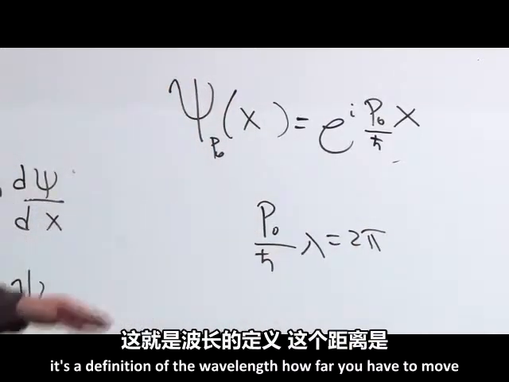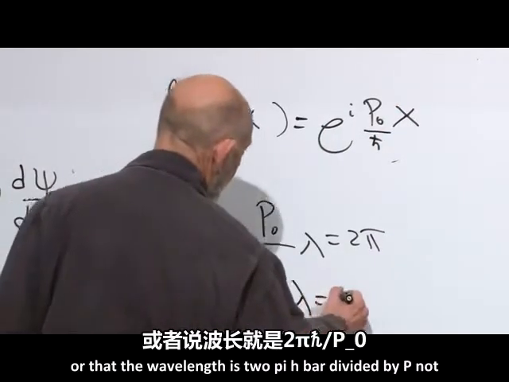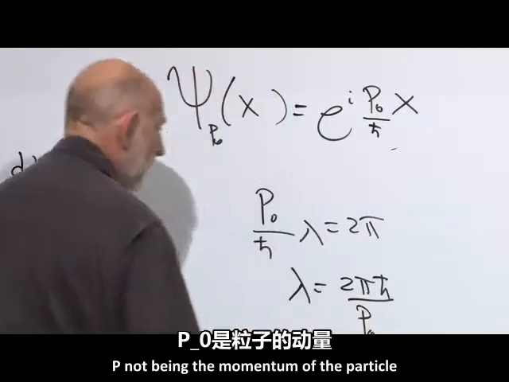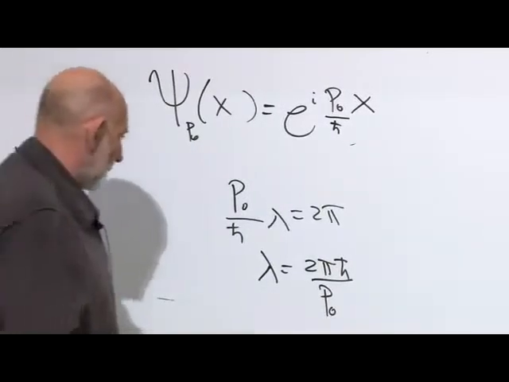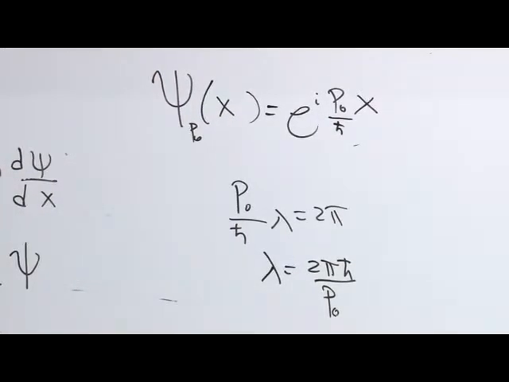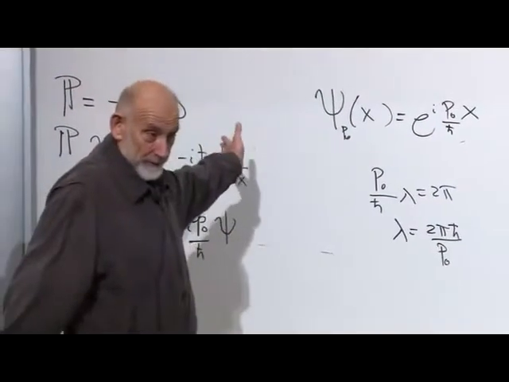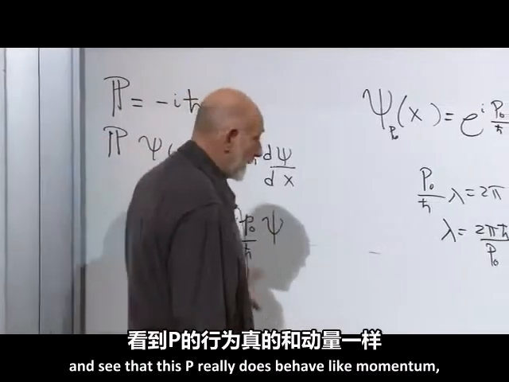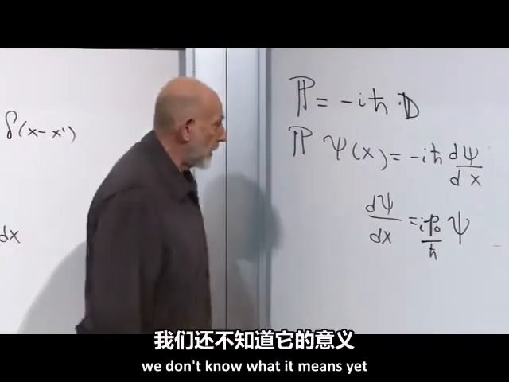How far do you have to move so that the sines and cosines return to themselves? The wavelength is 2 pi h bar divided by P naught, P naught being the momentum of the particle. So here we see the first example of the relationship between momentum and wavelength. The larger the momentum, the smaller the wavelength. Of course, we have not yet justified the choice of the terminology momentum for this thing. But we can keep in mind that later on we're going to want to come back and see that this P really does behave like momentum. But so far it's just an abstract observable. We don't know what it means yet.